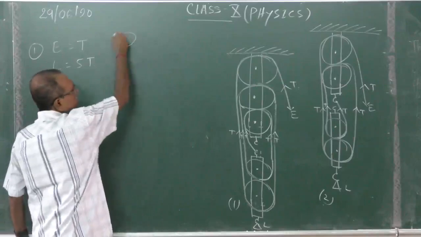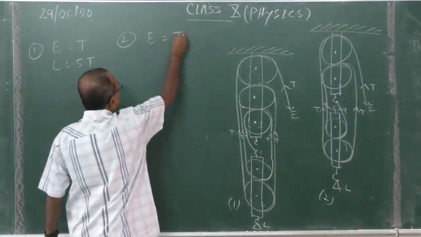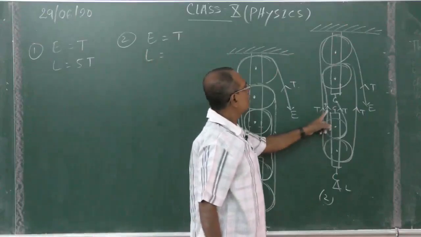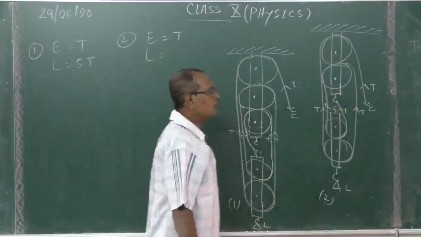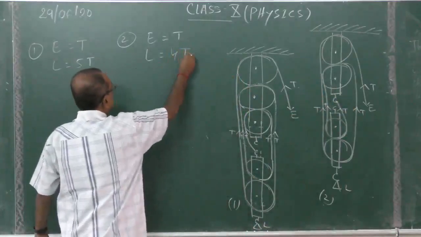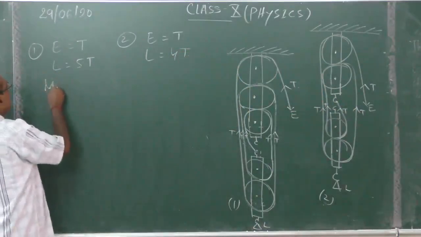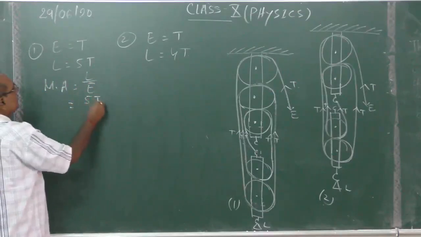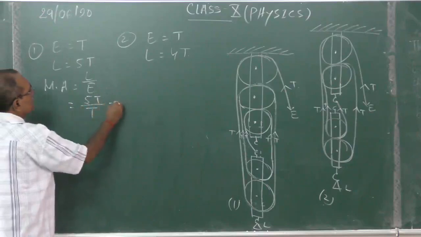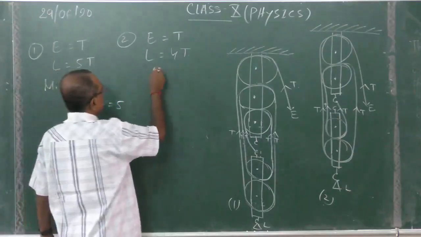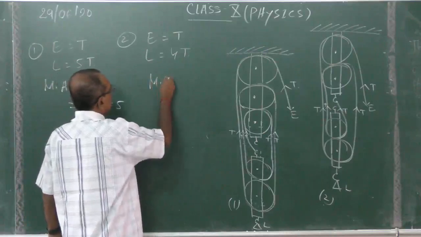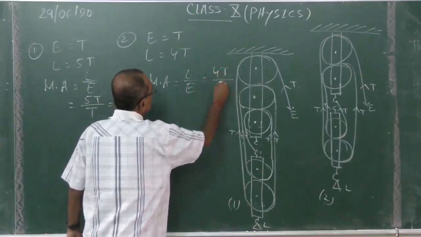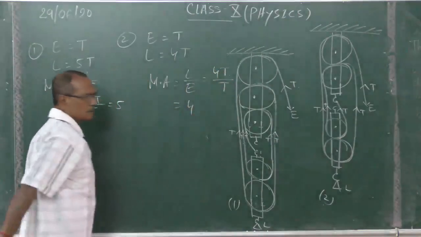In the second case, what happened? Effort is equal to T. Load is equal to how many? 1, 2, 3, 4. 4 tensions, 4T. So therefore, mechanical advantage is equal to load by effort, that is 5T by T, that is equal to 5. Here mechanical advantage is equal to load by effort, that is 4T by T, that is equal to 4.